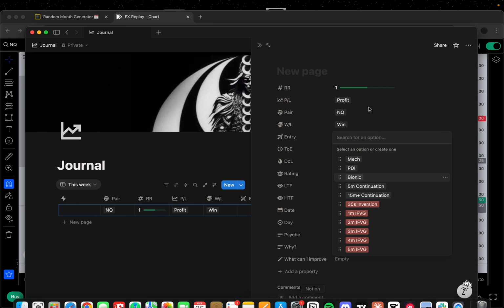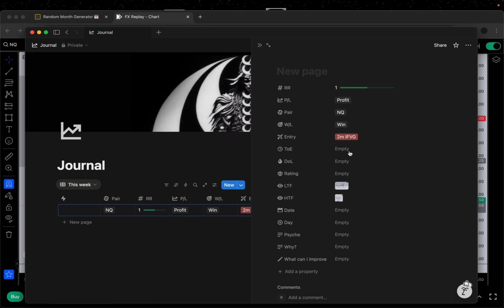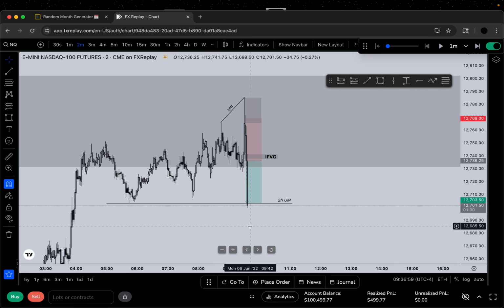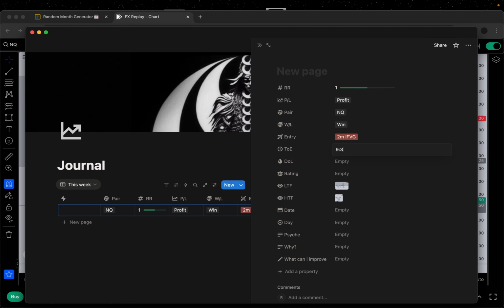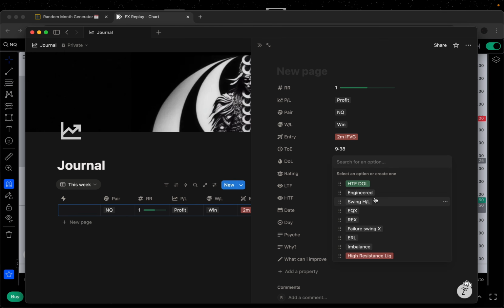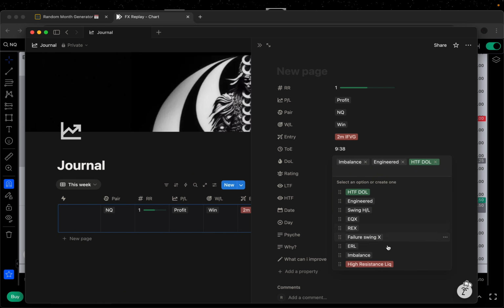It's a 2-minute inversion, 2-minute IFVG, time of entry. Oh my god, bro, this is low-key annoying. Why is journaling so ass? 938. DOL is an imbalance. Engineered liquidity. High time frame DOL.